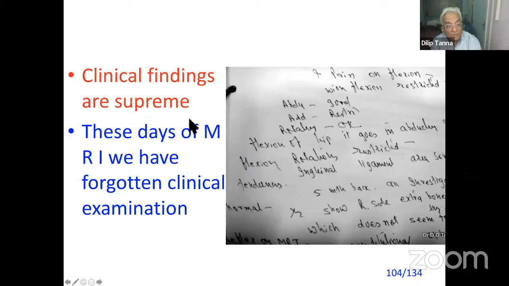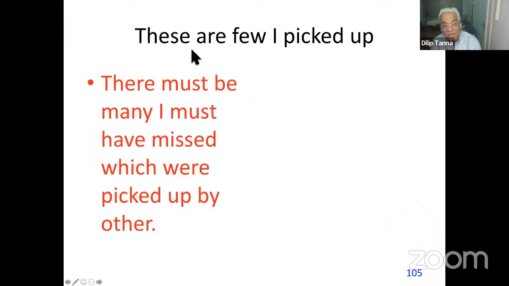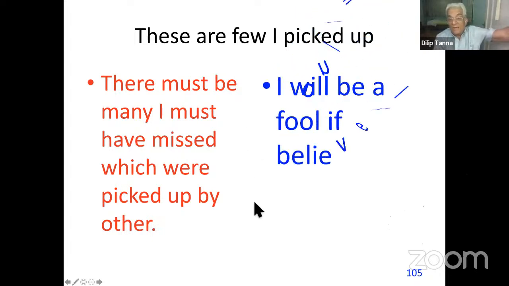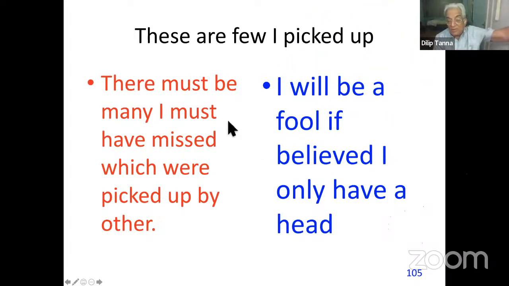Clinical findings are supreme. These days of MRI, we have forgotten clinical findings. These are the clinical findings which put me on to this extra bone, this tuberculosis and everything. These are the few I picked up. There must be many I must have missed which were picked up by others. I'd be a fool if I believed I only have a head. I'm sure all of you must have observed this.